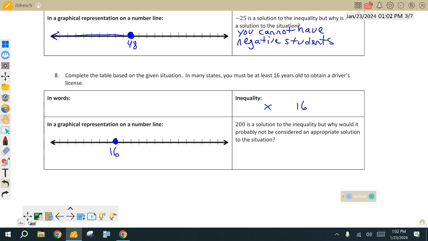No. 14-year-old, 12-year-old, 10-year-old? No. What's appropriate to drive with a license? Going to the right. Now, what is the inequality associated with that? Greater than or equal to. Correct. So we've got to be greater than or equal to. X is greater than or equal to 16. That is appropriate to get a driver's license after you've met the criteria, right?